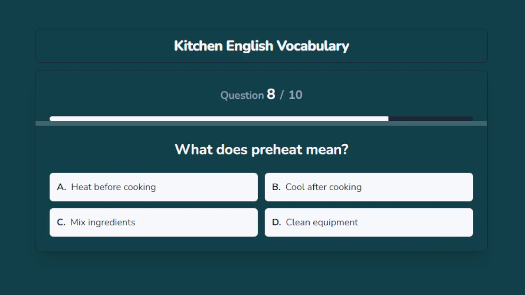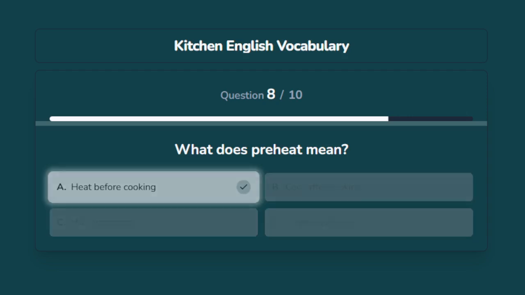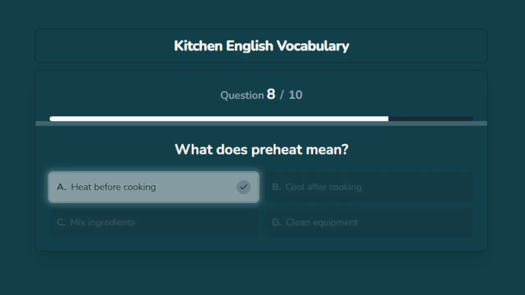What does preheat mean? Options are A. Heat before cooking, B. Cool after cooking, C. Mix ingredients, D. Clean equipment. The correct answer is heat before cooking.